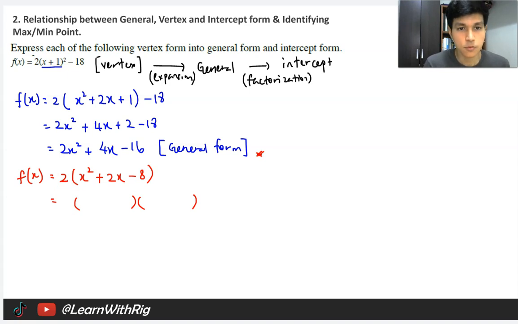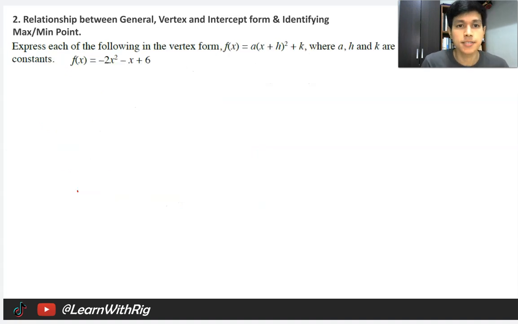So the first thing you have to do is remove the 2, because the whole equation can be divided by 2. So here you get 2. What's in the bracket? You should get x minus 2, x plus 4. So this is your answer. This is the intercept form.